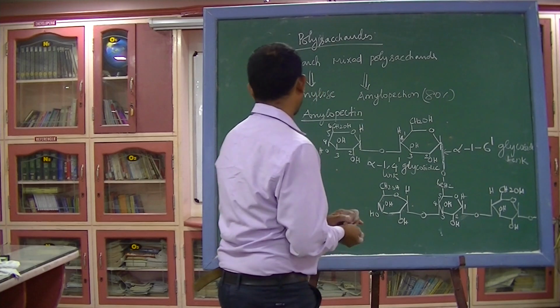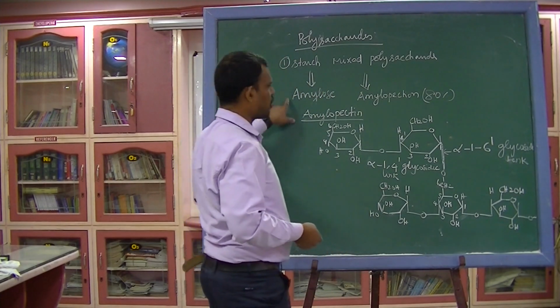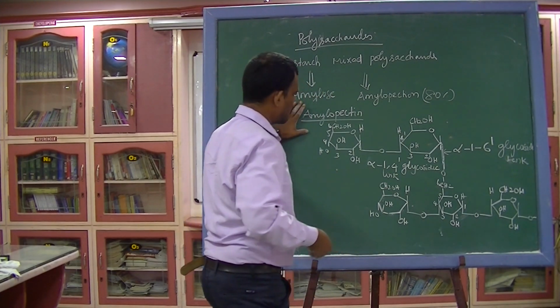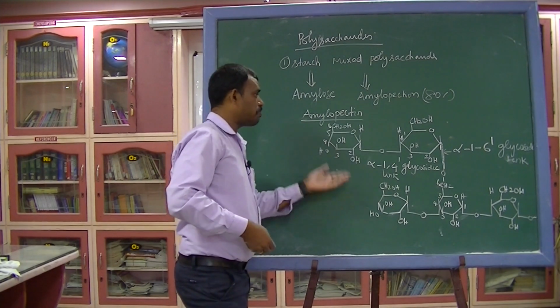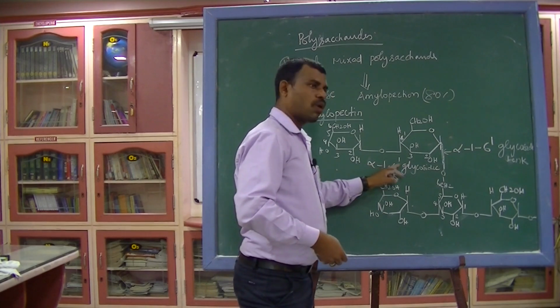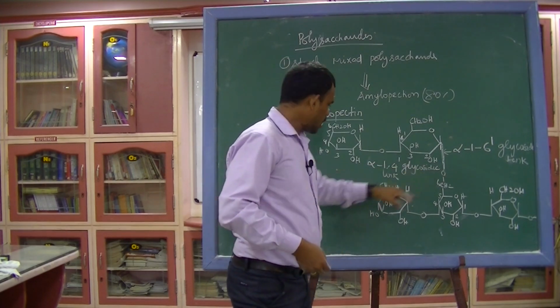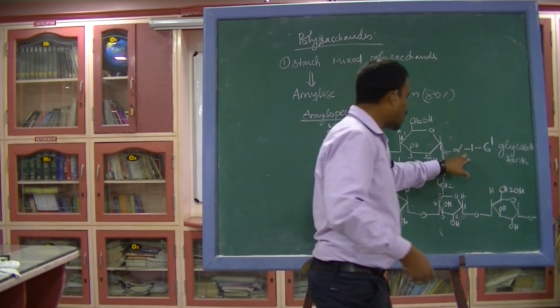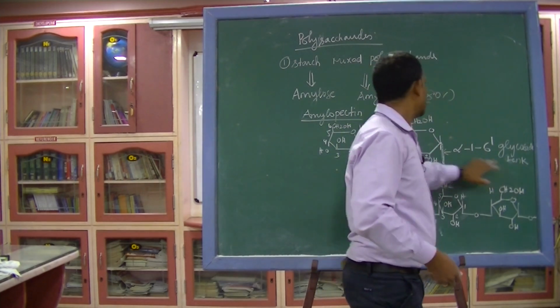So this is the structure of starch. It has two parts. The first part we have discussed, amylose. The second part, the most important, is the branched one. So here you have two linkages. One is alpha 1,4 prime glycosidic link. The other one is the 1,6 glycosidic link.